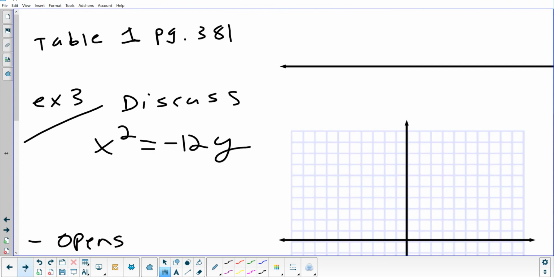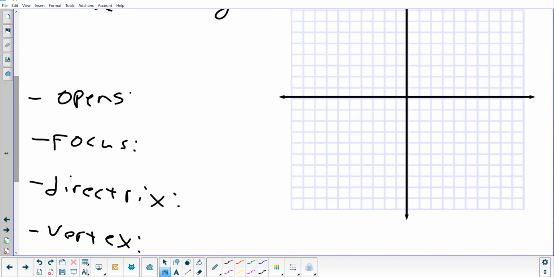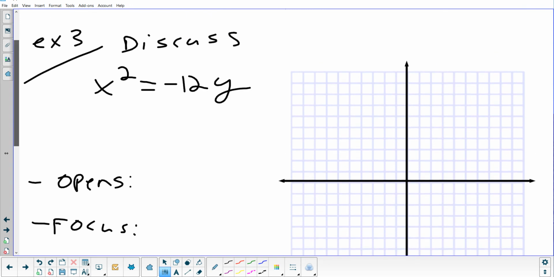Let's try this one. X squared equals negative 12y. And I put opens right away because I like to do that first. All right. Because this is a negative, it's either going to open which way or which way. It's either going to be left or down.